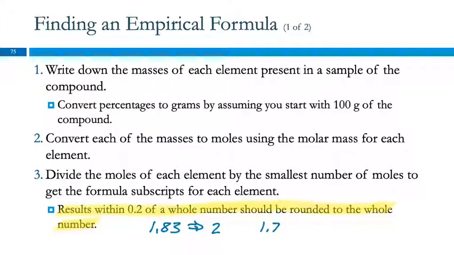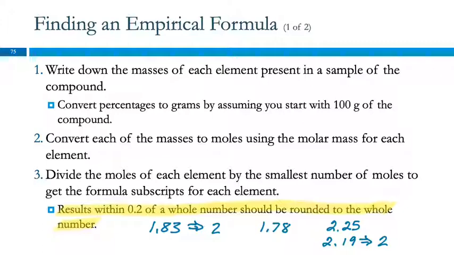What if I get 1.78? Can I round that to 2? No. Because that's more than 0.2 away from the nearest whole number, okay? If I had 2.25, can I round that to 2? No. If I have 2.19, can I round it to 2? Yes. That's just my guideline, okay?